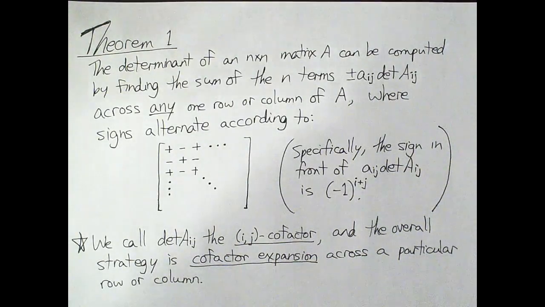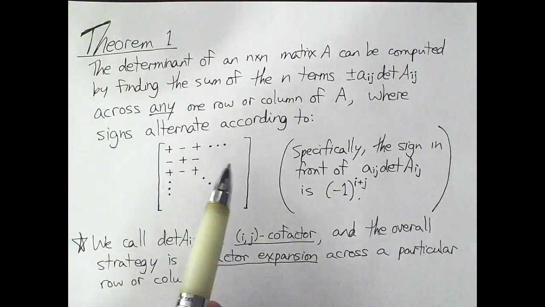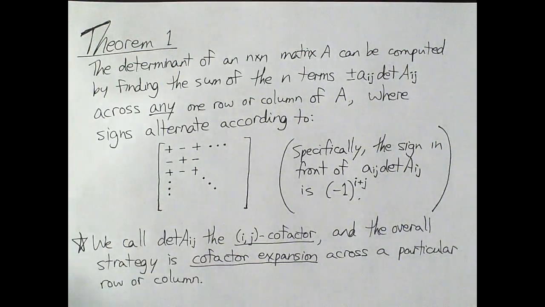If somebody says, oh, I want to compute the determinant, and I'm going to do this by cofactor expansion across row 2, now you know what that means. Cofactor expansion across row 2 means you do what we've been doing, except you're using row 2 instead of row 1. All right, let's do an example of how this theorem saves us time.